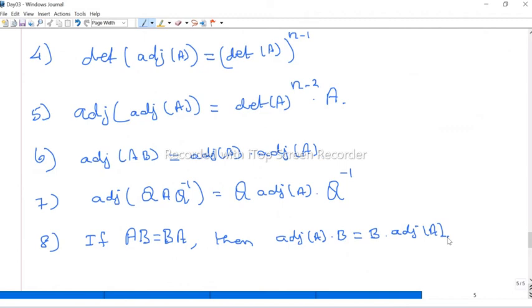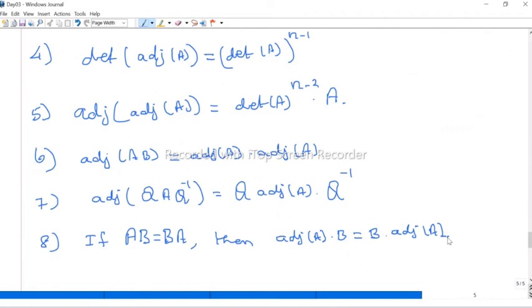You should remember this. Okay, and you know Cramer's rule to find the solution of a system of equations with an n by n matrix. Therefore I don't want to discuss that. You already studied Cramer's rule in school days or in UG, to find the solution of the equations.